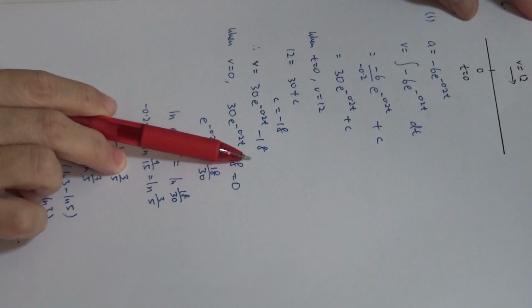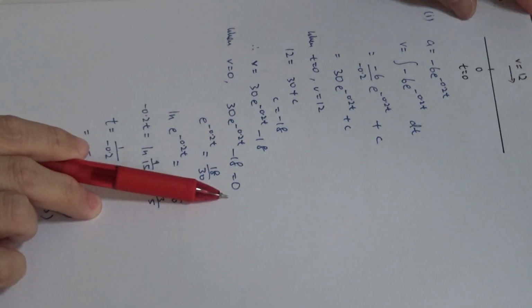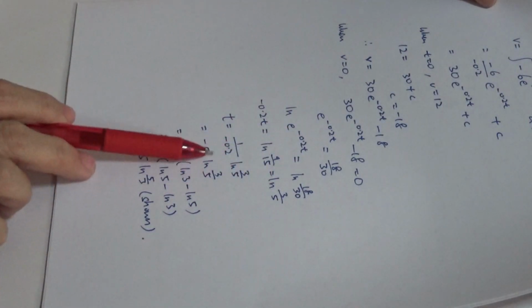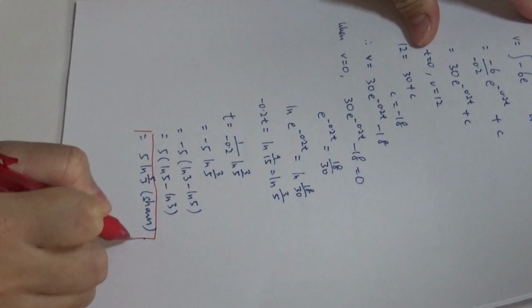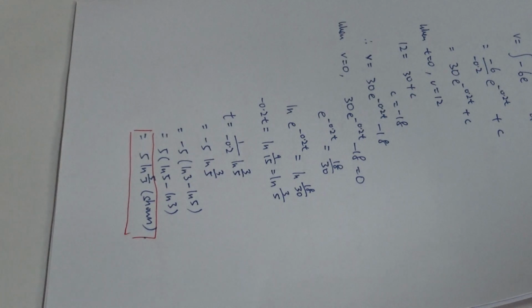Because at P, the particle is at instantaneous rest, therefore v is 0. We equate it to 0. We simplify. We take ln on both sides. We simplify, and after that, it will be shown that t is equal to 5 ln 5/3, as given in the question. Now this one you have to use the laws of logarithms to do it, logarithmic rules.